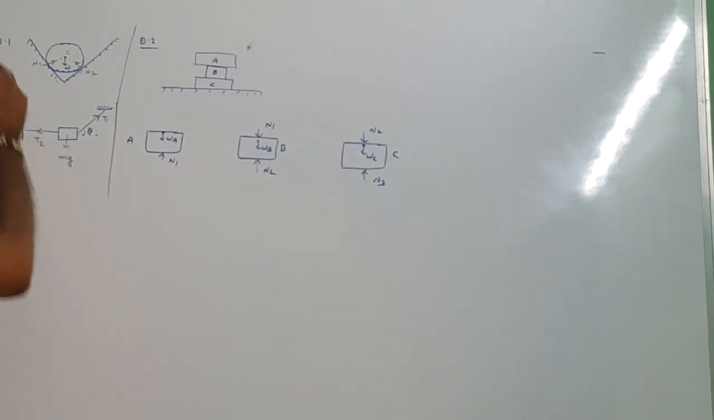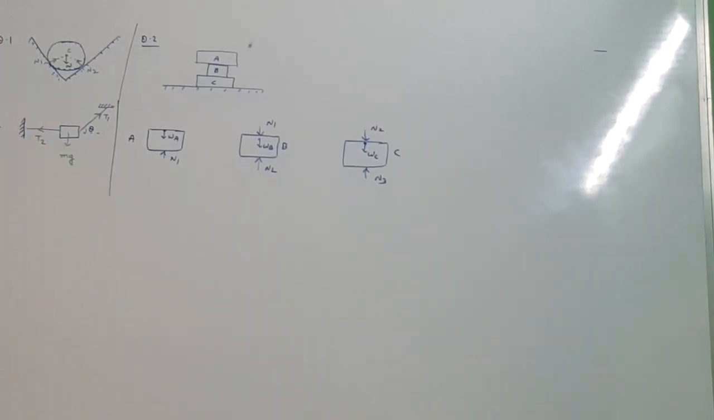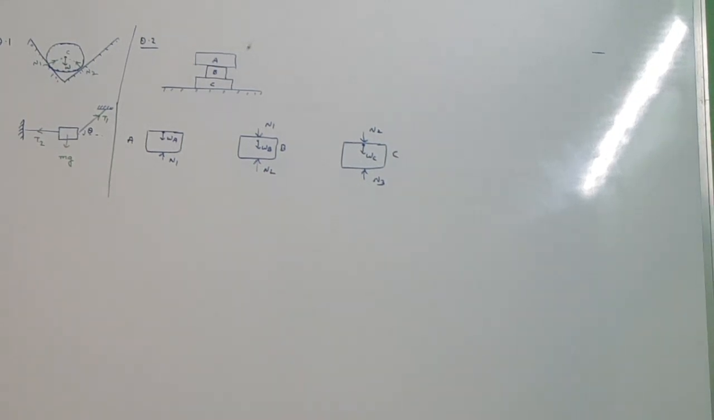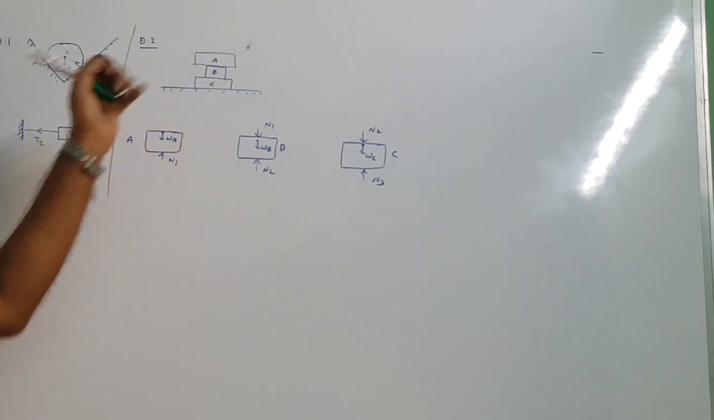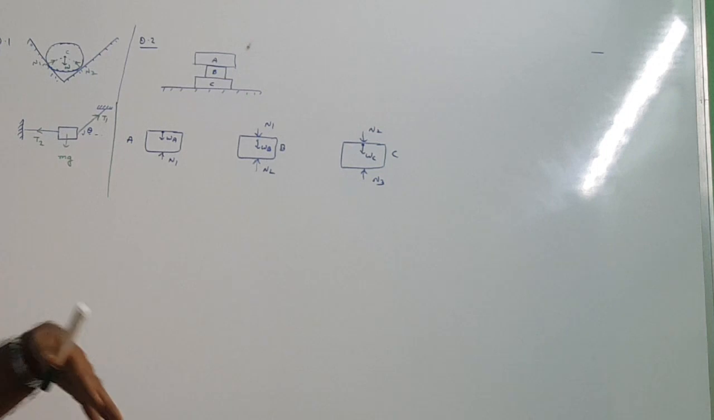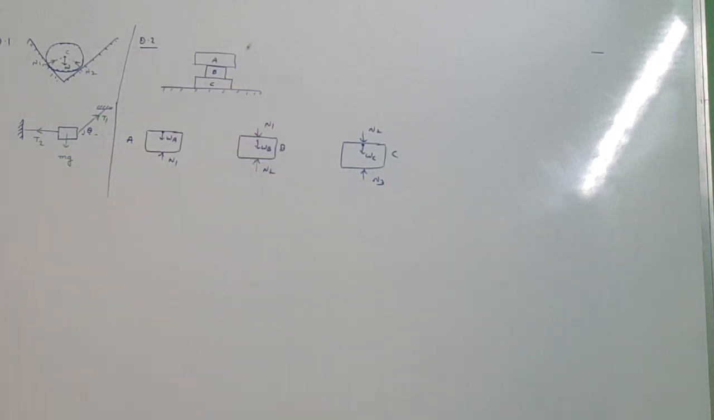So let us see some FBD. In the board level lectures, we have already discussed how to draw FBD. FBD means free body diagram. That means we have to separate the objects attached with each other, and you have to show individual forces attached to that body. That is all about free body diagram.